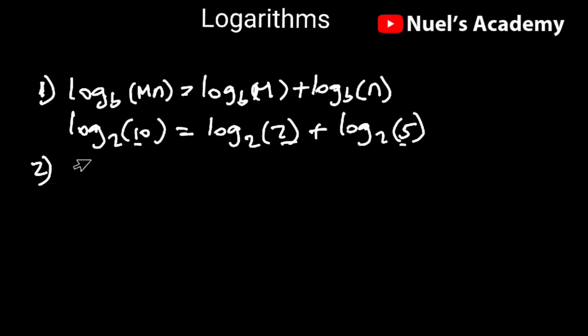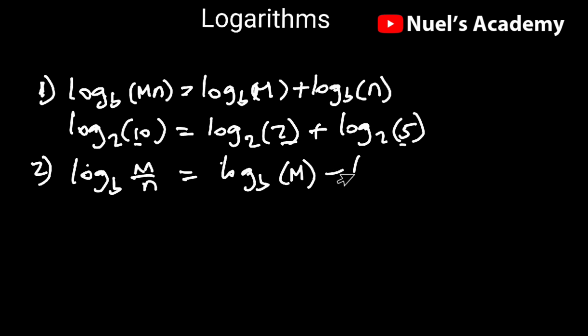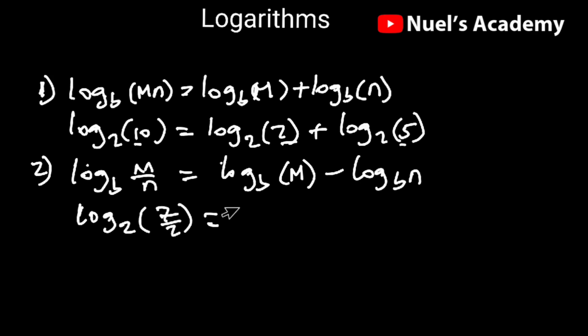So the second law states that log b of m over n can be written as log b m minus log b n. So if I have log 2, let's say 7 over 2, alright, this can be written as log 2 of 7 minus log 2 of 2.